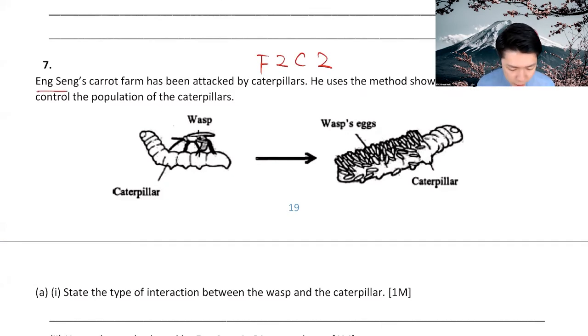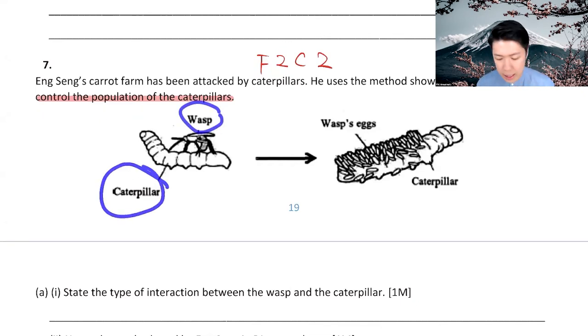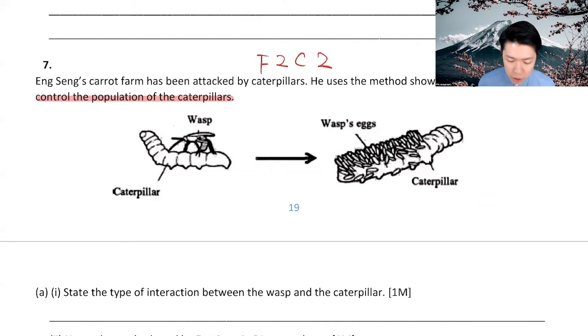Ikson, a farmer, has his plants attacked by caterpillar. He used the method below to control. Oh, guys, control. Do you see the word? Control population. Okay, so it's a wasp and caterpillar, and then the egg is laid on top. You know what this is called? Do you know what interaction this is? That's what your next question is asking for. Okay. This is actually quite sad.